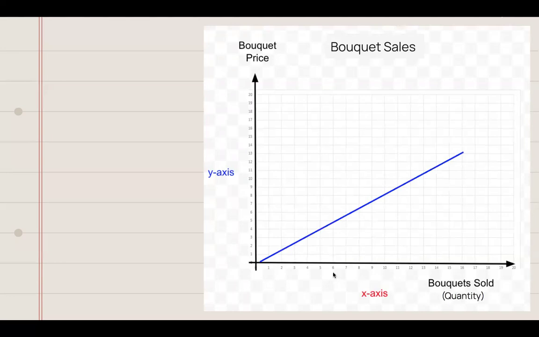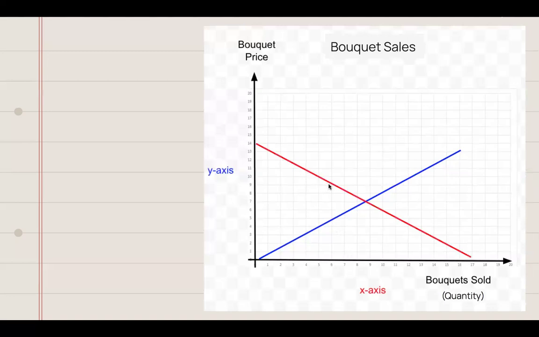What about this line? This line tells us that as our price increases, the number of bouquets we sell also increases. Well, think about it. Does that make sense? If we were to charge $50 for one bouquet, do you think we would sell more bouquets than if we charged $10 for them? No, probably not. That's not really how people behave. People like to buy more of things when they have to pay less for them.